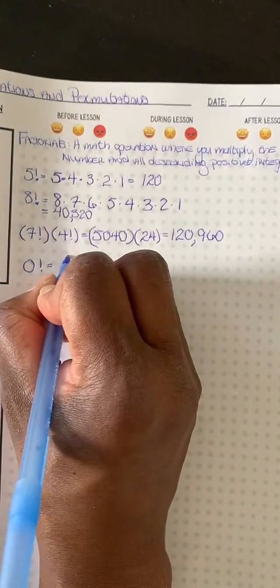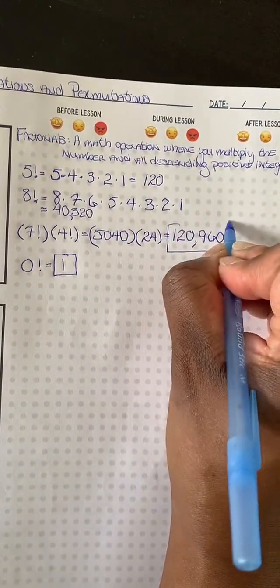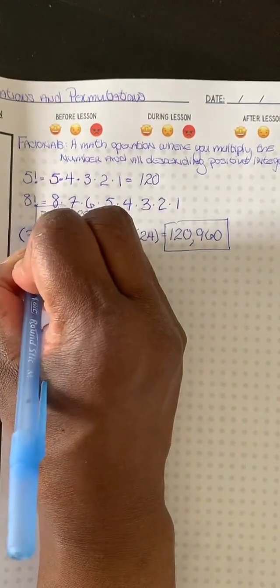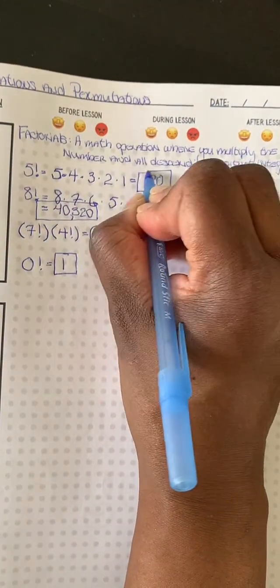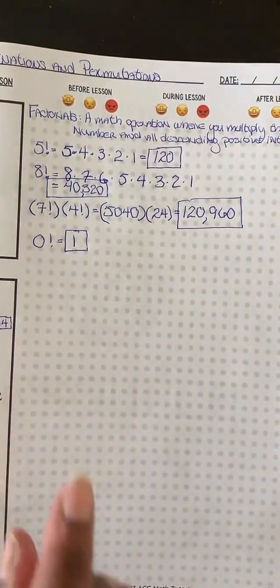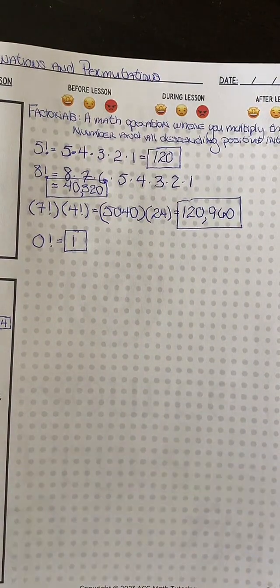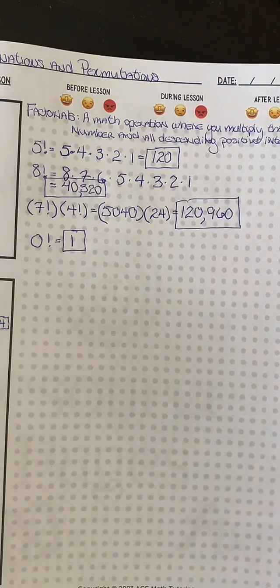Okay? Let me start squaring off my answers here so you guys get a good idea. So 0 factorial is not 0. It is 1. Thank you, Christopher. I appreciate you. Okay? It is 1.